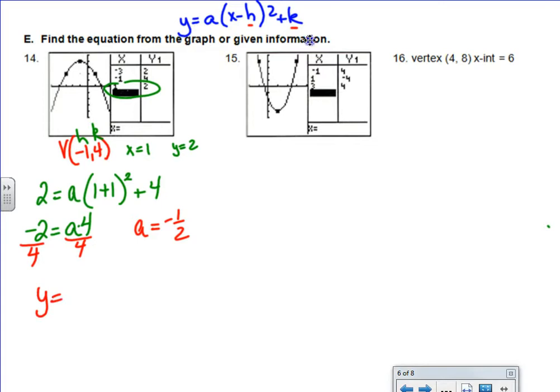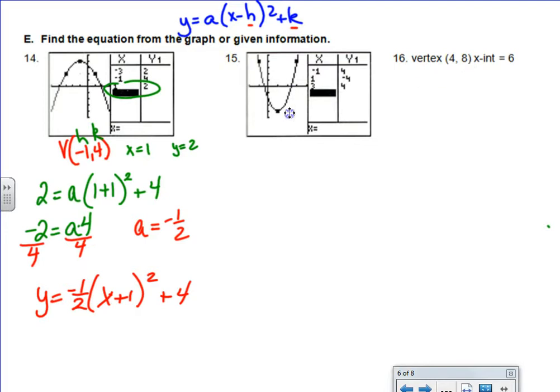So, my final answer. I'm going to go back to this blue form. I'm going to keep y and x as variables, but this time I'm going to use the a value I just found. And then I am still going to use the h and k. So y equals -1/2 times x plus 1 squared plus 4. And that is the answer they're going to want to see.